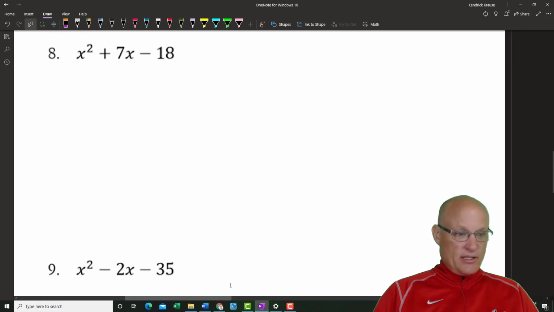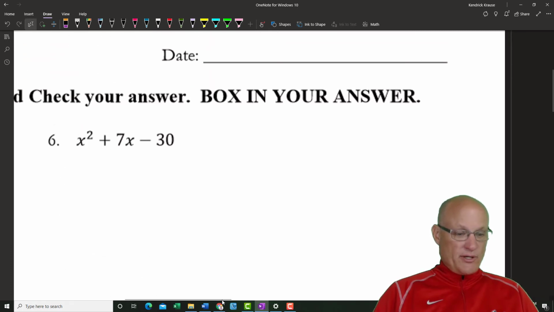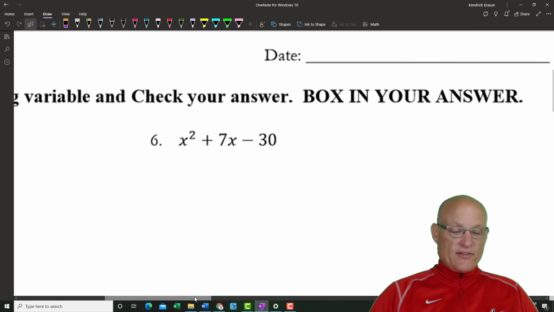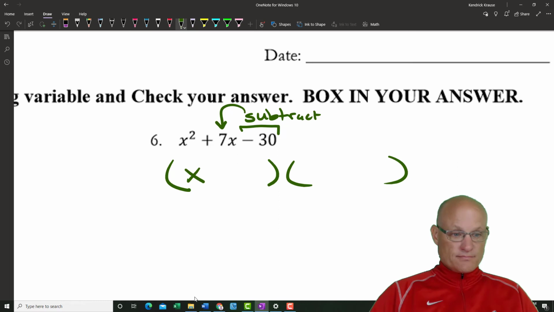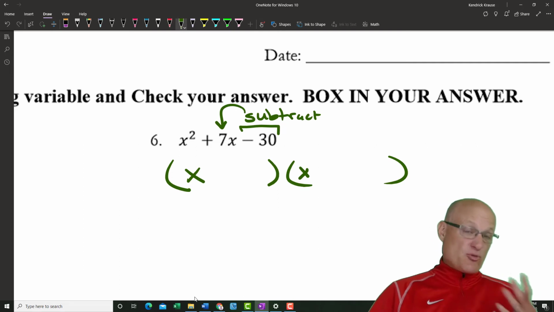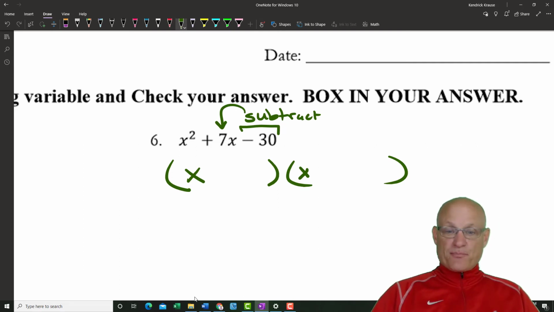Other side I think is going to be a little bit more challenging. So when we get over here, you'll notice on this side, all of our numbers at the end now are negatives, which means we have to subtract two numbers to get 7. So, coming up with all the ways to multiply to 30, but when I subtract them, they give me 7.